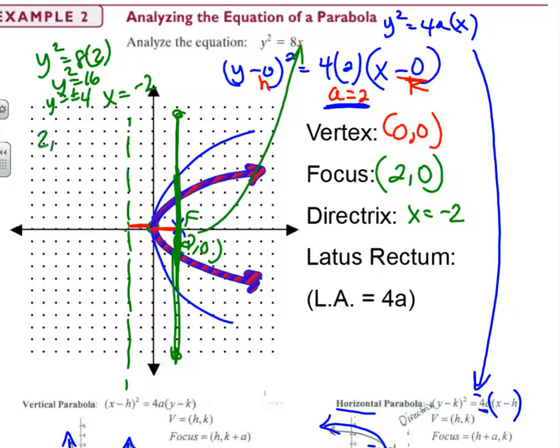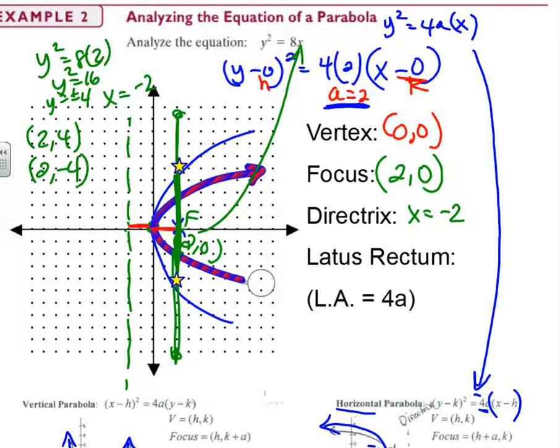So now I've got (2, 4) as a point, and (2, -4). Those are going to be the endpoints of my parabola. I'm going to plot those. That would be here at (2, 4), and (2, -4). So now I know I can go for the star.